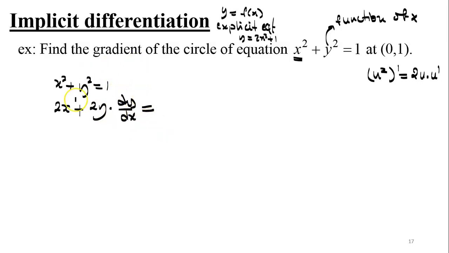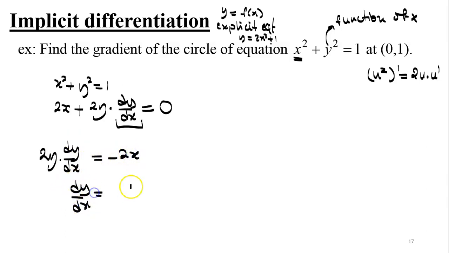So equals, and now I differentiate the right-hand side with respect to x, and the derivative of 1 is 0. Now watch out, if you have variables on the right-hand side, you'd have to find their derivatives. The right-hand side here is not always 0. It happened here that it's 0 because the right-hand side is constant. So since I need to find the gradient, I solve for dy over dx. So 2y times dy over dx is negative 2x. So dy over dx would in fact be negative x over y.